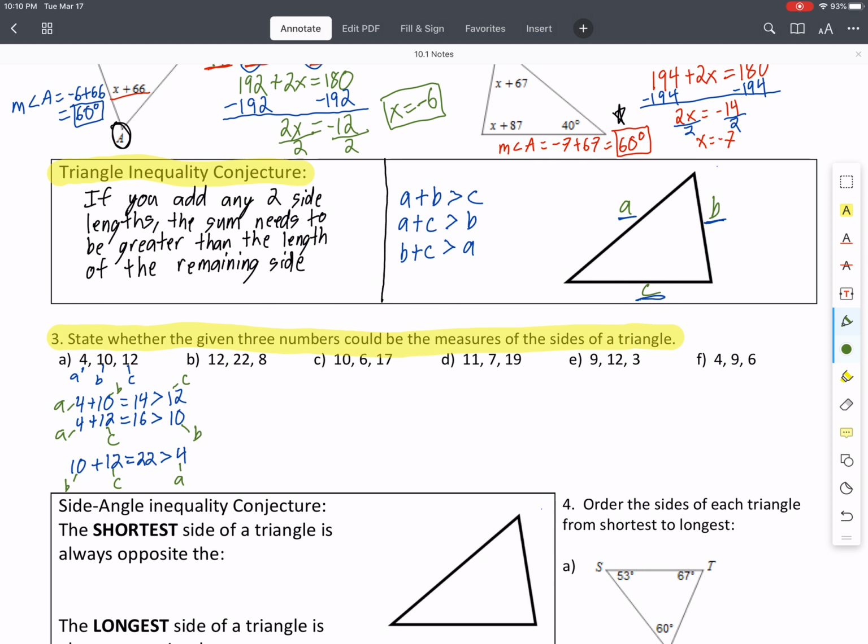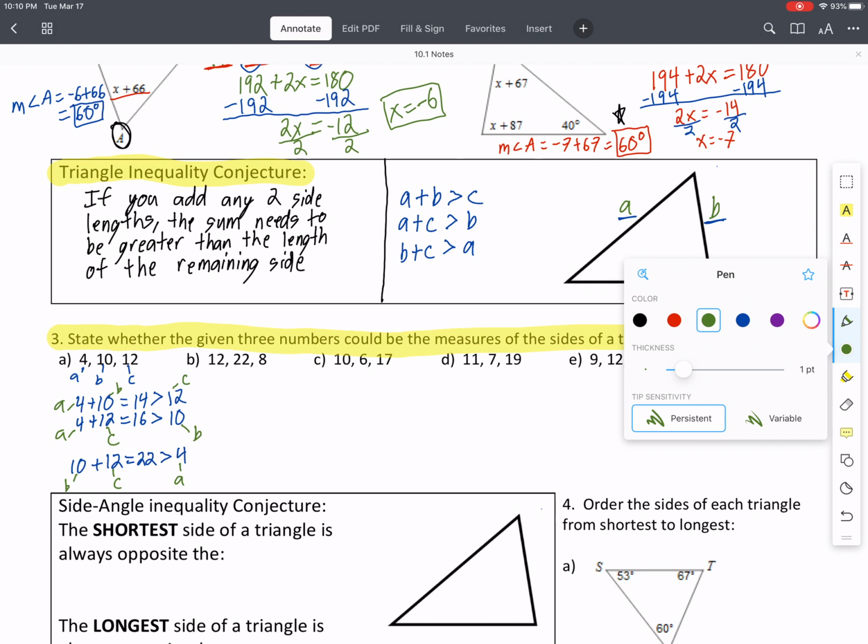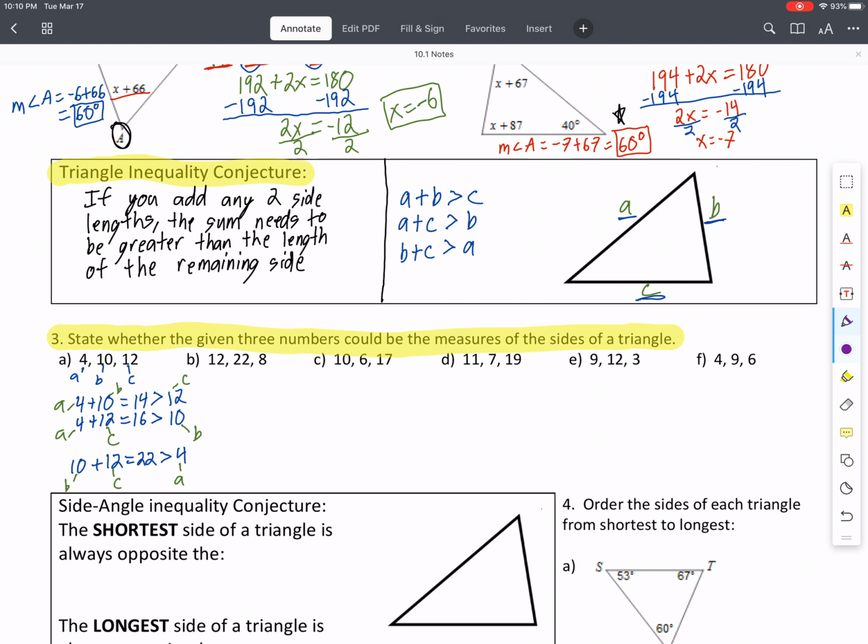So again, those all worked. Basically, if we look at any of these examples and the sides don't add up to be greater than the third, then that doesn't work. So let's just do another example. Let's call 12 A, 22 B, and 8 C. If we take A plus B, that needs to be greater than C. So 12 plus 22, that's equal to 34. And that's greater than C, which is 8.